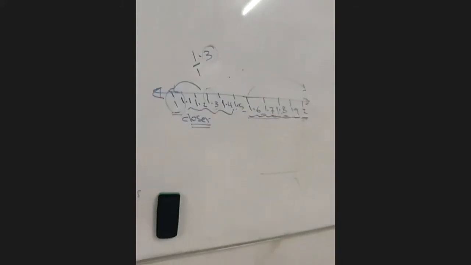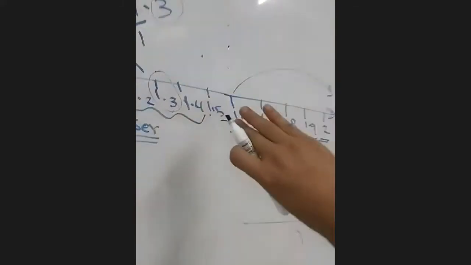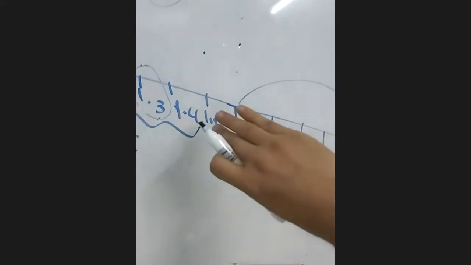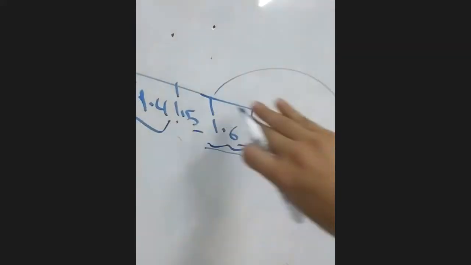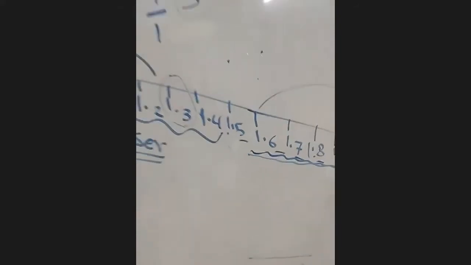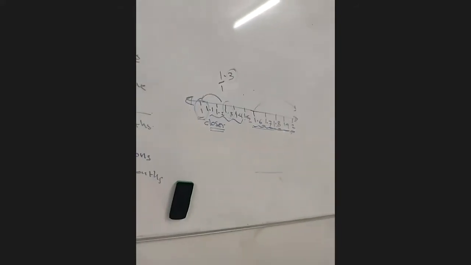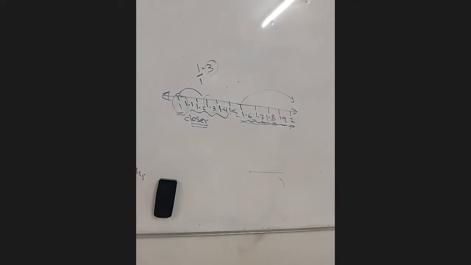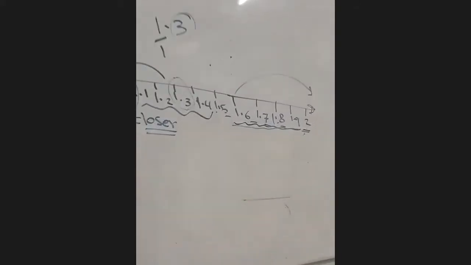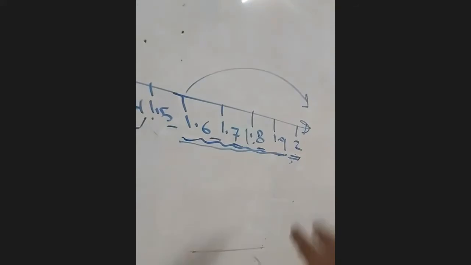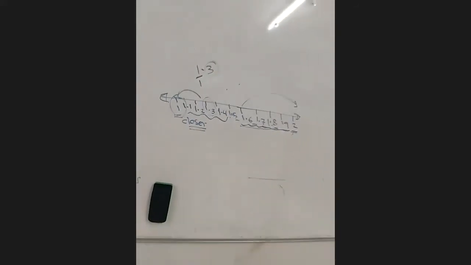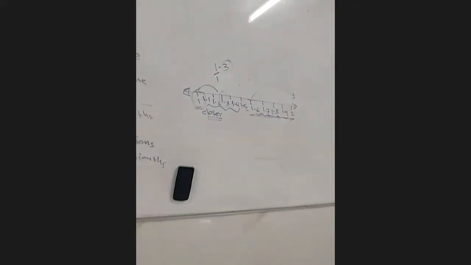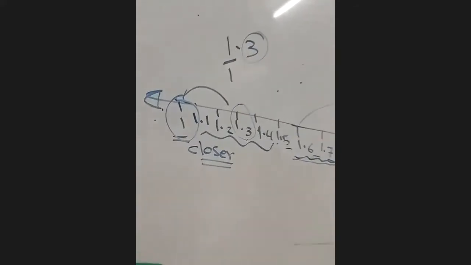And then 5 is in the middle, but to avoid confusion, we consider the 5 as closer to the bigger number. I can't take the 5 and put it at 1. This is the rule for math: if you have 5, go to the bigger number. In rounding, we go to the bigger. Okay? Got it? Thank you.